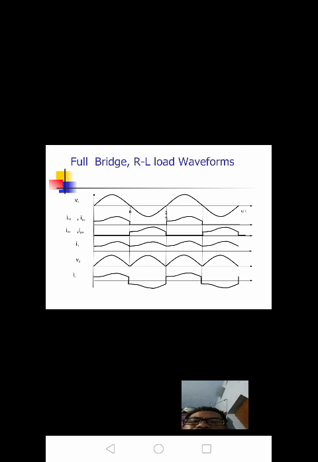Output voltage also we will get as a positive output voltage. The source current will be similar to this, not a sinusoidal waveform. Why? Because due to the inductive nature, it will be a slightly rectangular waveform, but it is alternating in nature, the supply current also.